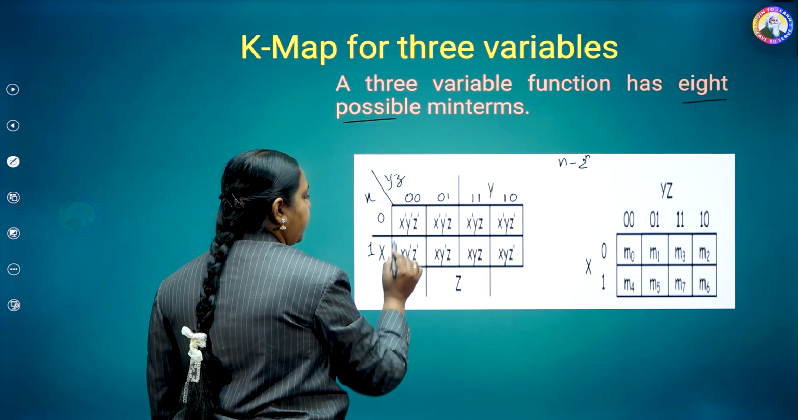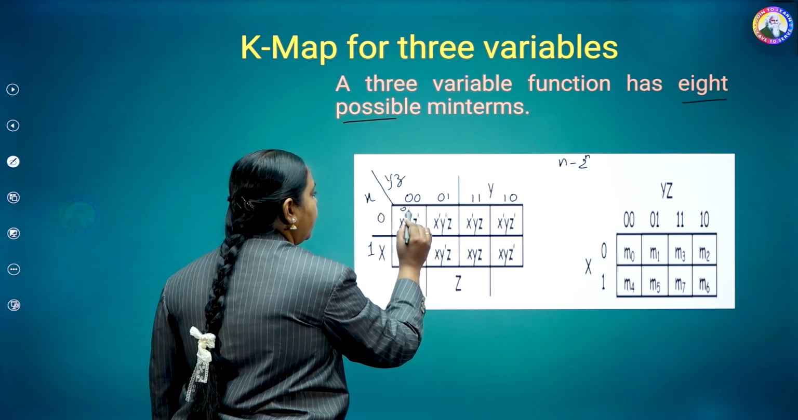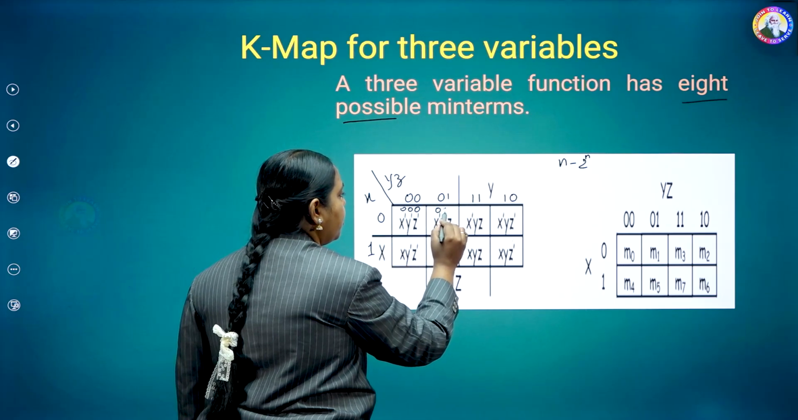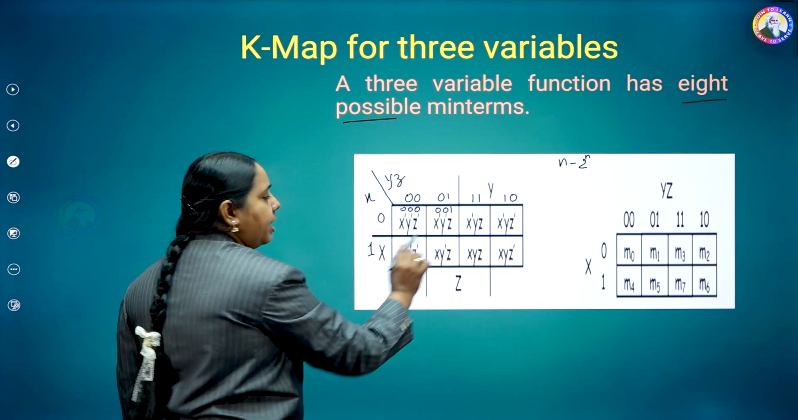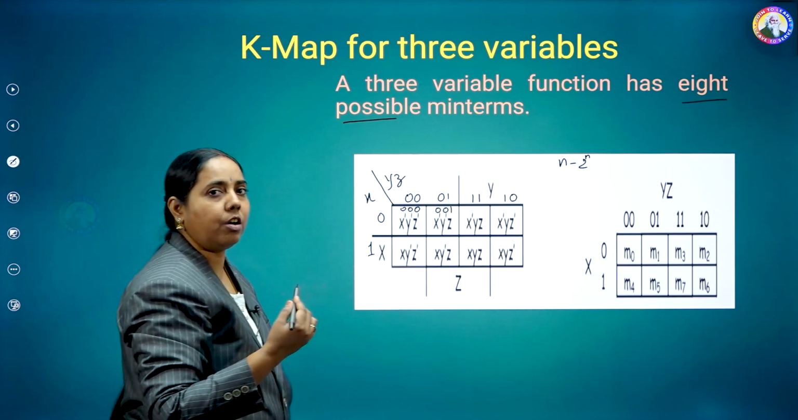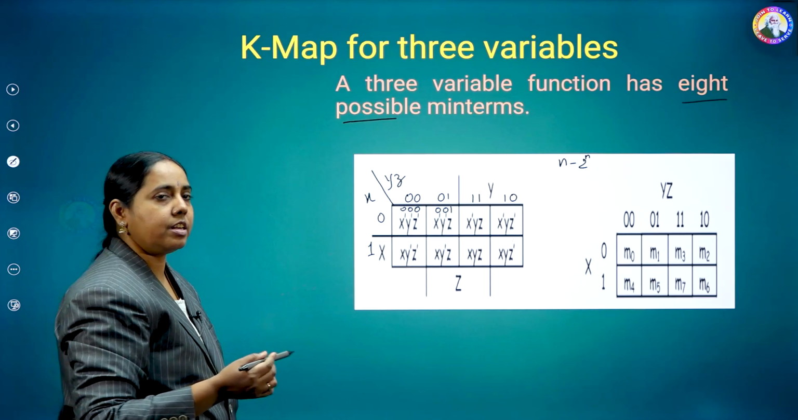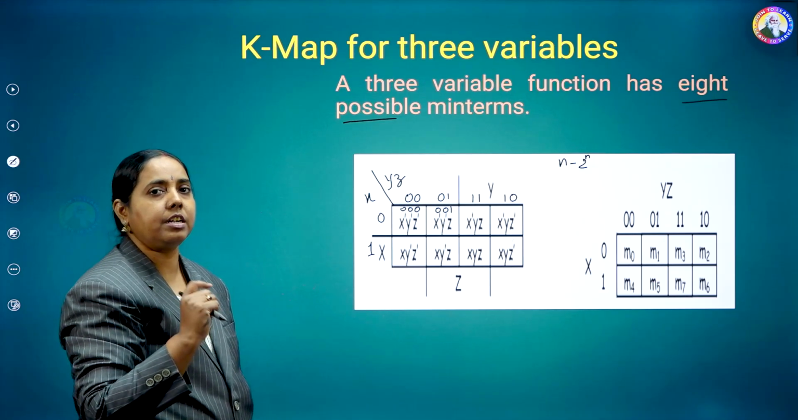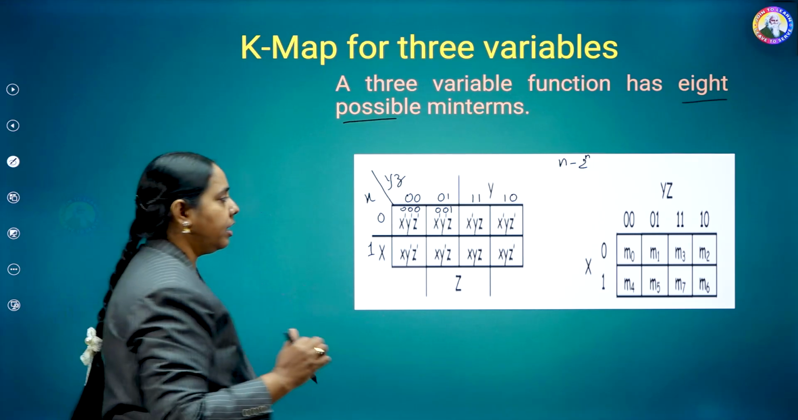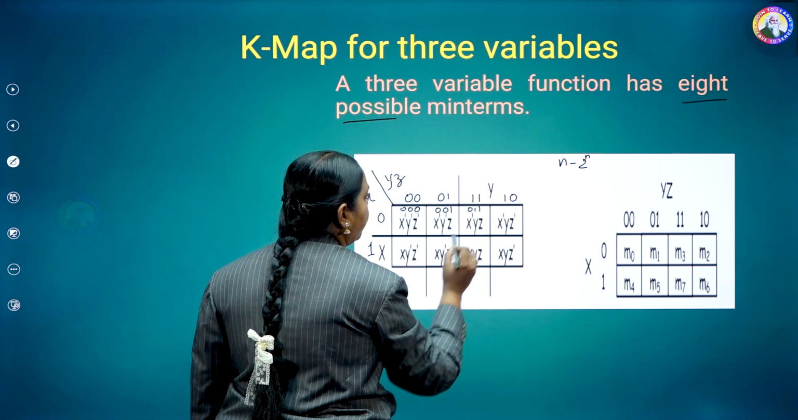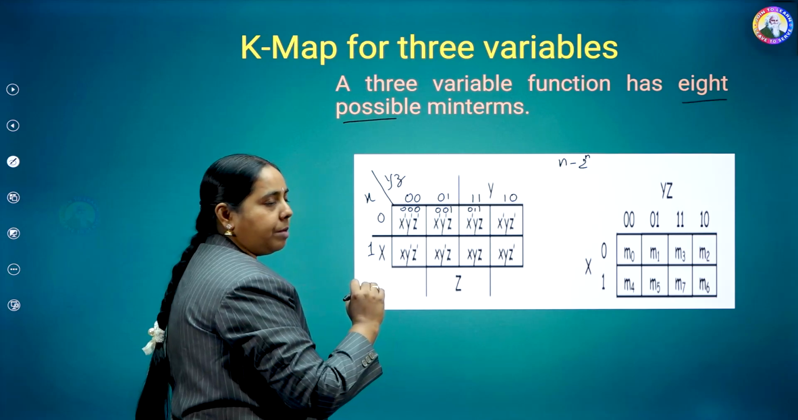if I compare this one with this one, what is the value of this cell? 0, 0, 0. Right. What is the value of this cell? 0, 0, 1. So if you compare the adjacent cells, there is only 1 bit difference. The difference here means the number of ones present in the cell. Next, it is 0, 1, 1. So again I have 1 bit difference.